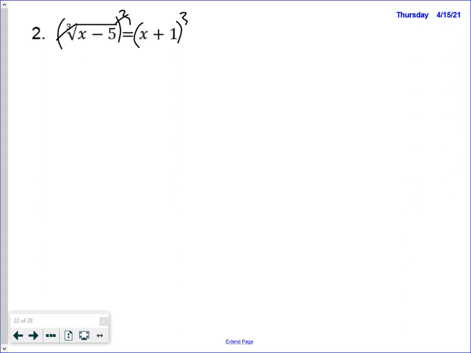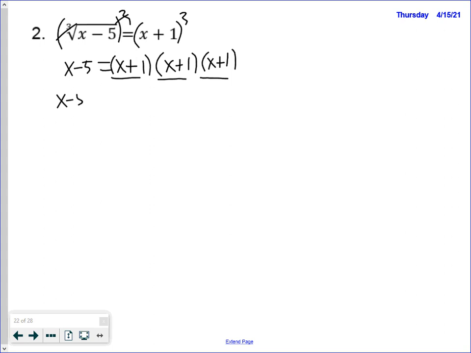The cube and the cube root cancel each other out. So we have x minus 5 equals x plus 1 cubed, or really just x plus 1 times x plus 1 times x plus 1. So we're not going to waste a lot of time actually trying to FOIL this out. You should know how to FOIL out already. So x plus 1 times x plus 1 times x plus 1.